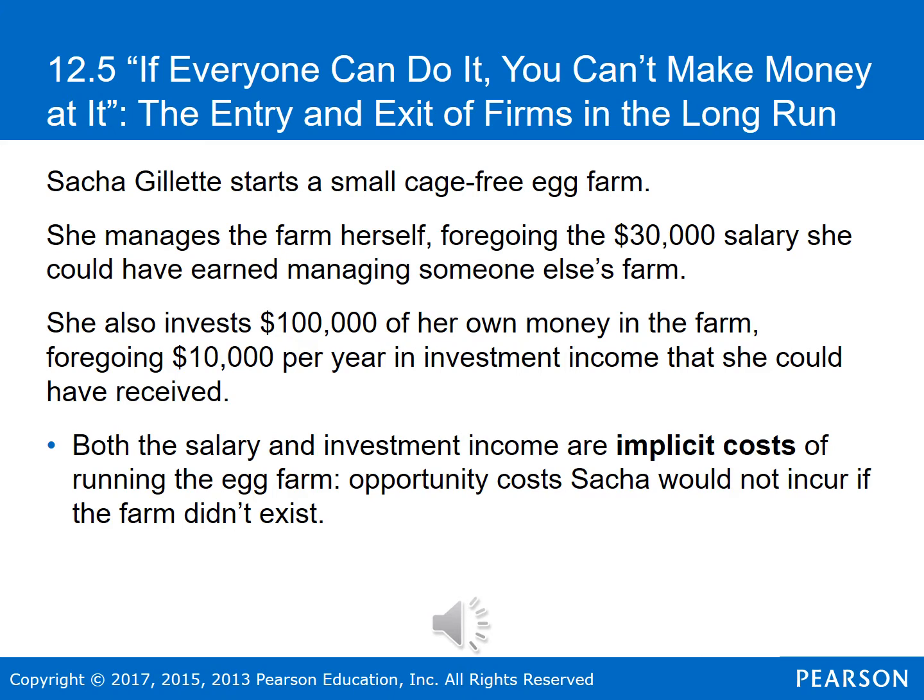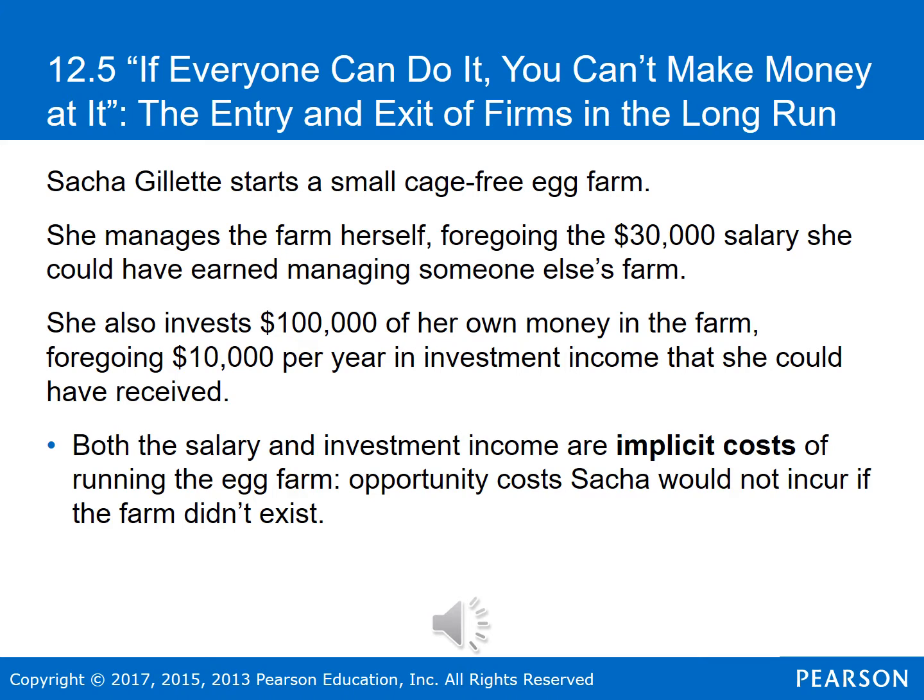Now, "If everyone can do it, you can't make money at it" is the title of this next section. It's about the entry and exit of firms in the long run in a perfectly competitive market. Because remember, one of the assumptions of a perfectly competitive market is that there are no barriers to entry and exit. So if all the firms, or many of them, are profiting, new firms can enter the market and can compete that profit down. And we're going to explore in this section how that happens.